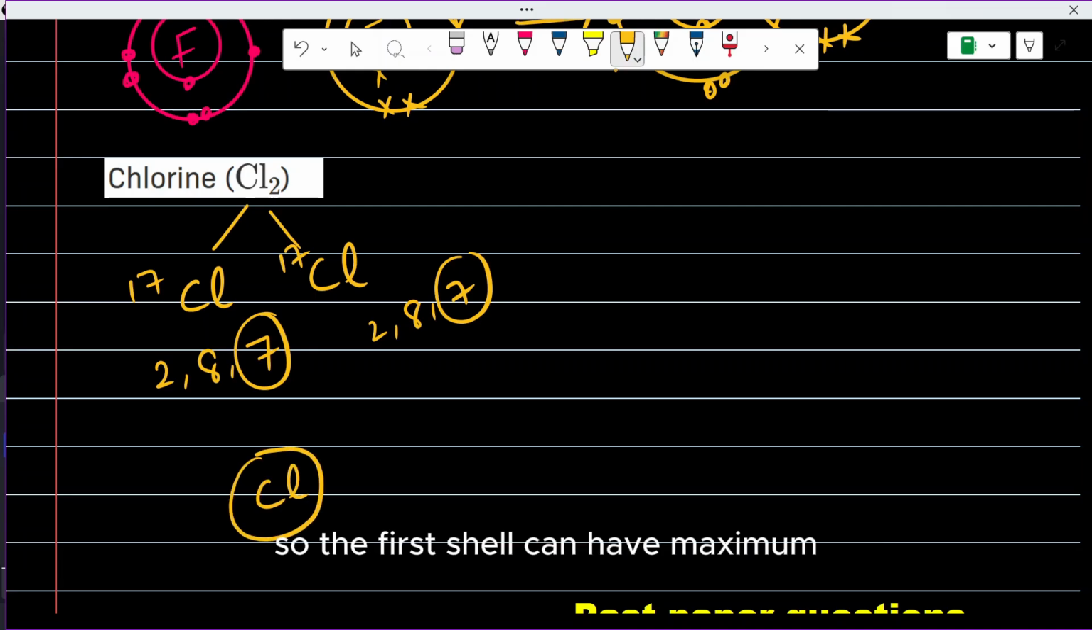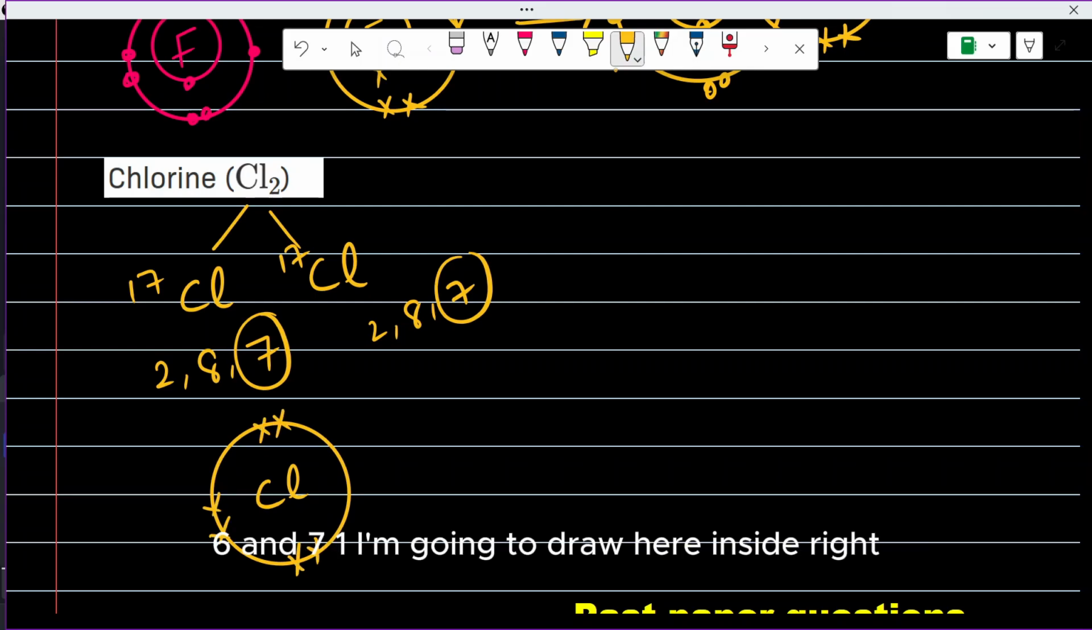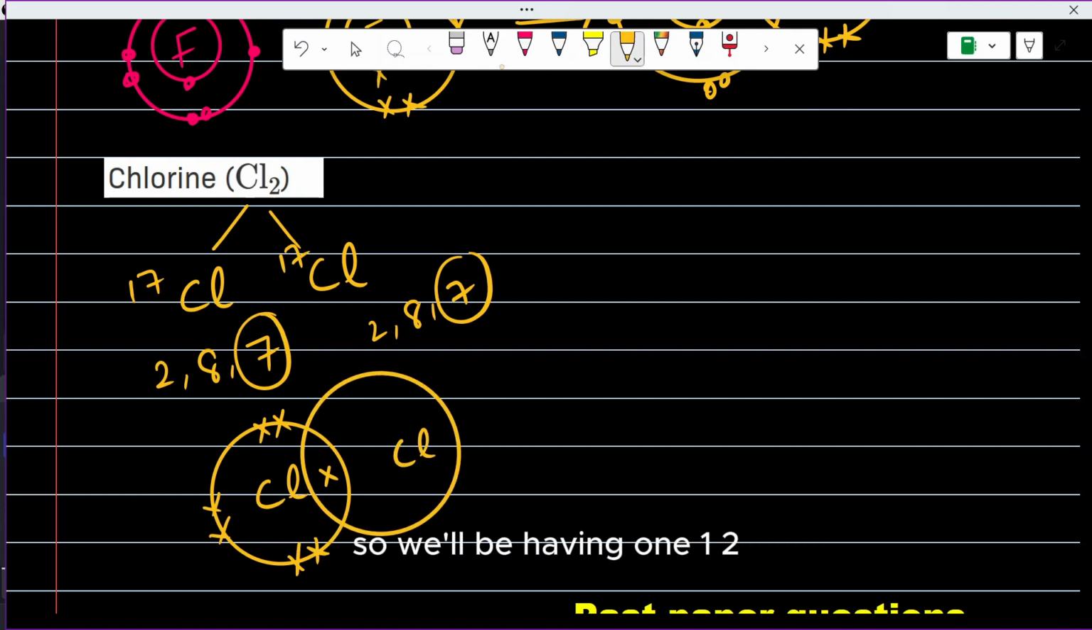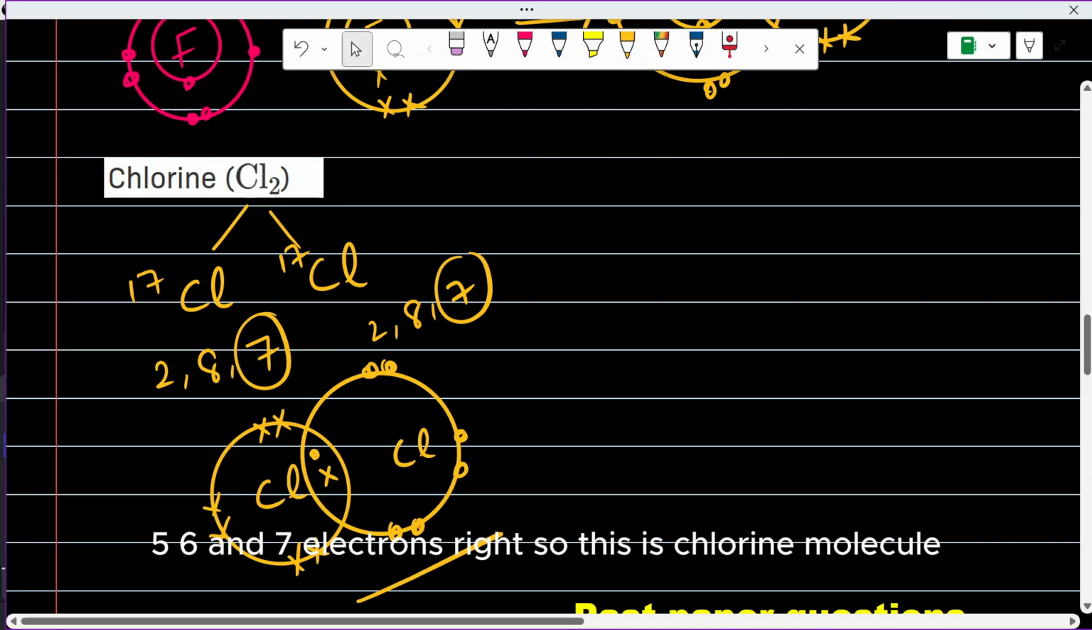So the last shell will have 7 electrons, 1, 2, 3, 4, 5, 6, and 7. One I'm going to draw here inside, right? Because I need to show a shared pair. And we have another chlorine atom, and this one is for the other chlorine atom. So we'll have 1, 2, 3, 4, 5, 6, and 7 electrons, right? So this is the chlorine molecule.